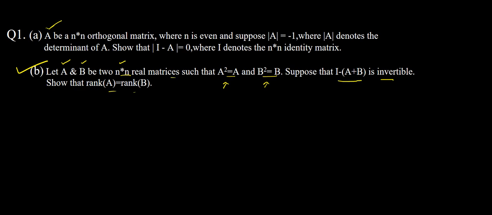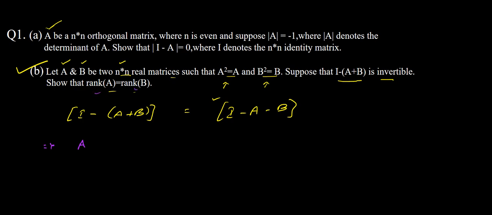Okay, so here we have been given that I minus A plus B is an invertible matrix. So here we can write this as I minus A minus B, and this matrix is also an invertible matrix. So here we can multiply this matrix with A and B respectively. So let's multiply here and let's check whether their equations can be same or not. So here we have I minus A minus B. So let's open the brackets.